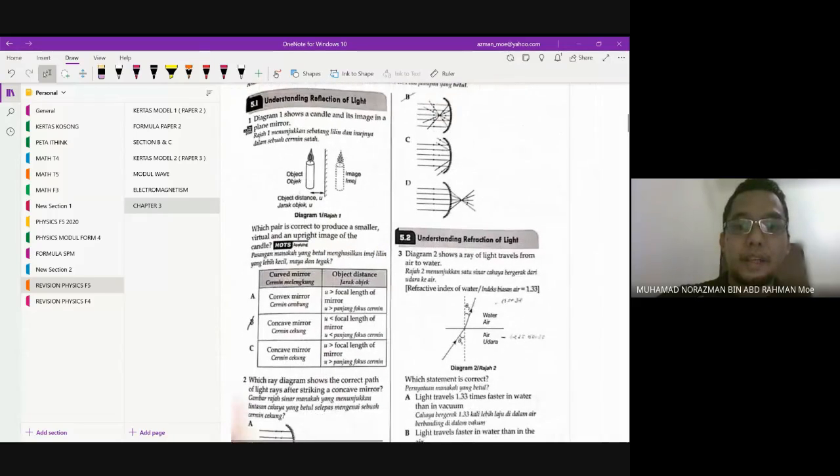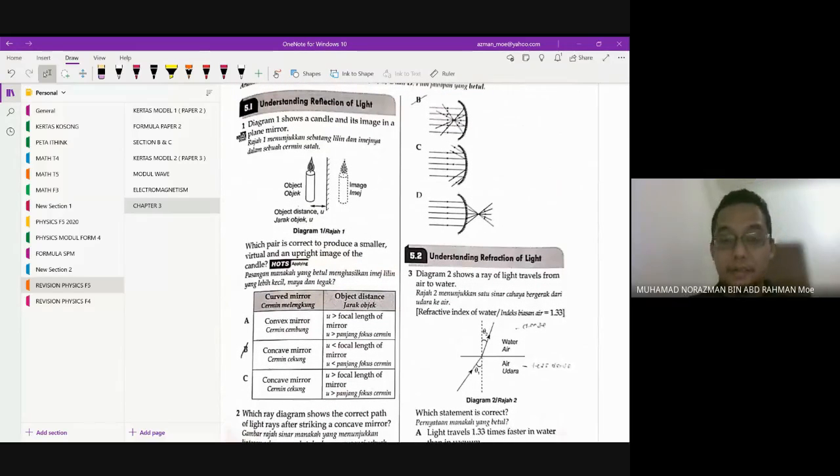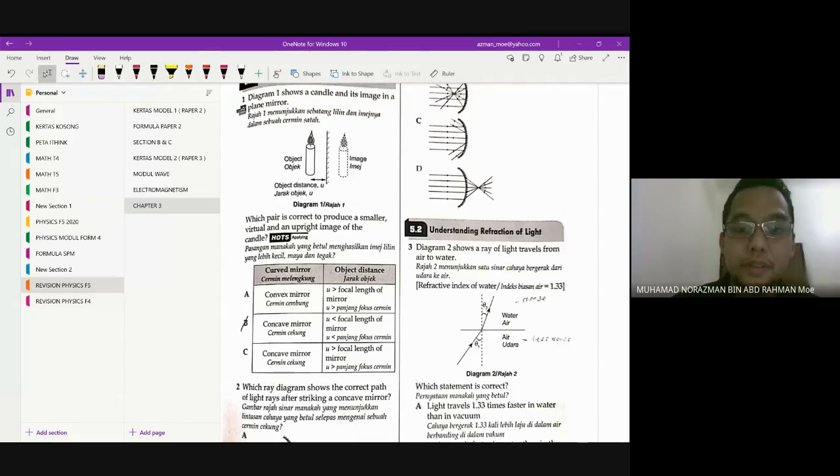Okay, understanding reflection of light. So mirror. Plane mirror. Okay, dia bagi apa ni? Object distance. Okay, first question which pair is correct? Produce smaller virtual upright. So smaller virtual upright. So kita tulis ni virtual, upright, smaller, diminish or magnify? Diminish.